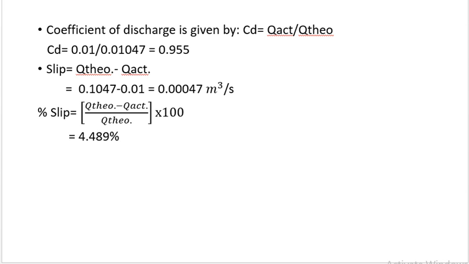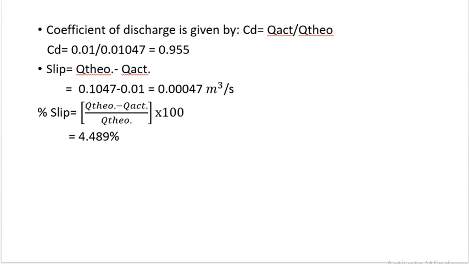With the help of this CD value, you can easily calculate the slip, or you have the both value of theoretical and actual discharges given, so you can easily calculate this value of slip, which is Q theoretical minus Q actual. Q theoretical is 0.01047, Q actual is given in the question, so the value of the slip is 0.00047 meter cube per second.